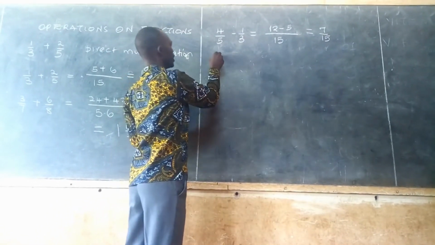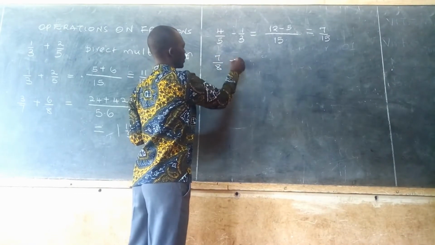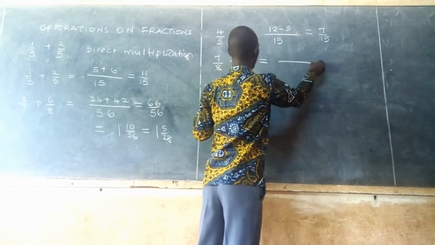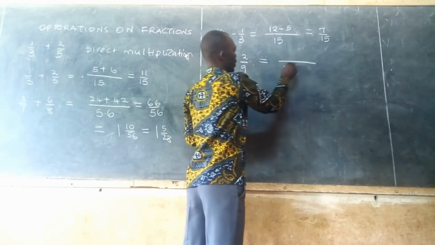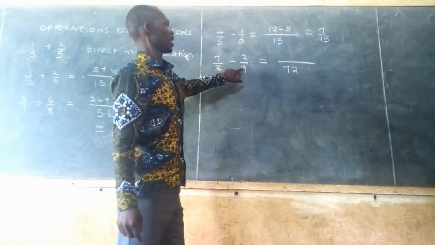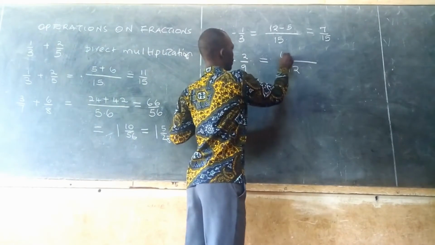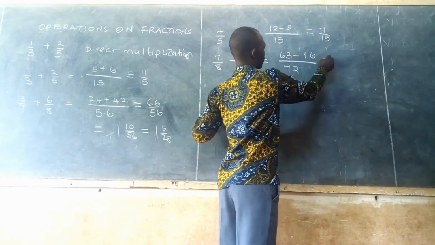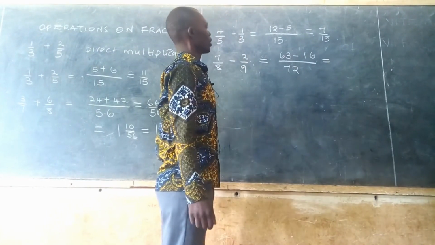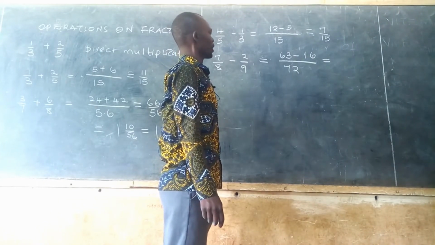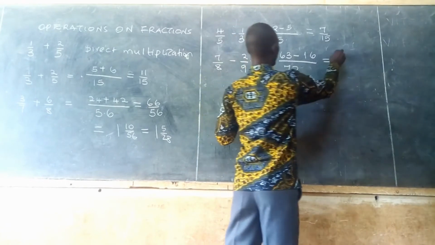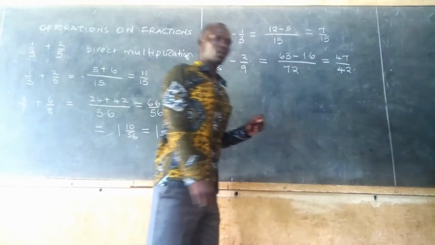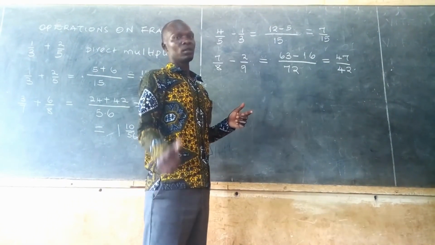If I'm given maybe 7/8, take away 2/9, I'll do the same. What do I have? I have 8 times 9, will give me 72. Then I'll say 9 times 7, will give me 63. Take away 8 times 2, that will give me 16. So at the end of the day, what am I supposed to have? I believe this one will give me 47/72. That is what I call the direct multiplication method.